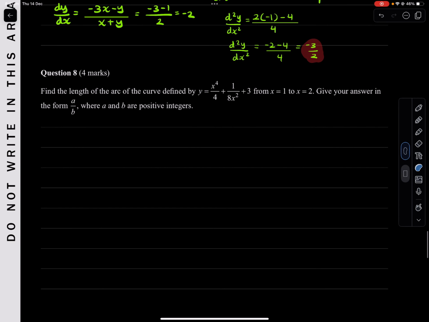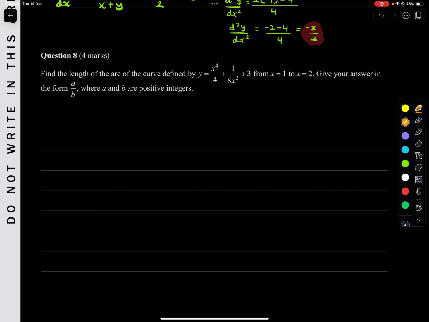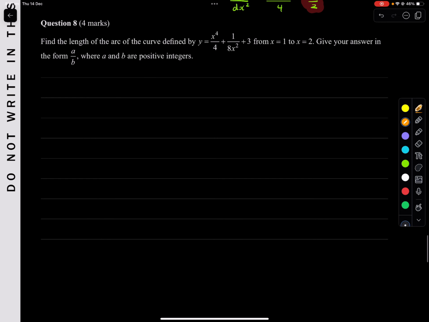Let's do question 8. Find the length of the arc of the curve given by this equation, from x equals 1 to x equals 2. Give your answer in the form a over b, where a and b are positive integers. Okay, let's do that. So we know that the arc length is just going to be the integral from 1 to 2 of the square root of 1 plus f dash of x squared dx. That's the equation. It's also written in your formula sheet.